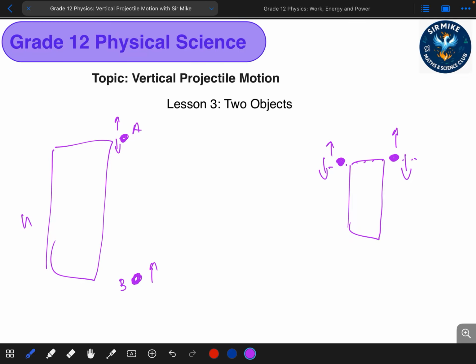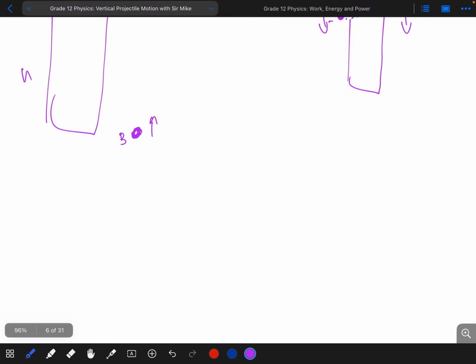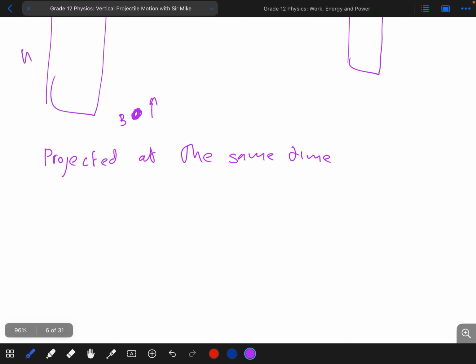Now, one thing that you must keep in mind is that if two objects are projected at the same time, that would mean that their time in motion at any given point, for as long as they're still moving, would simply be the same for both objects. So let's say we have two objects which are projected at the same time.